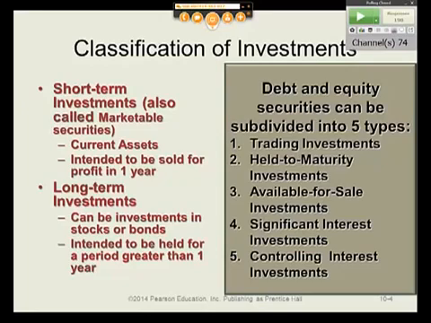But the more important piece of this are the 5 classifications you see off to the right. And those classifications will result in different categories on the balance sheet as well as different accounting. So we have trading investments, held to maturity investments, available for sale, and then we start moving toward control, significant influence, and then finally a controlling interest investment.